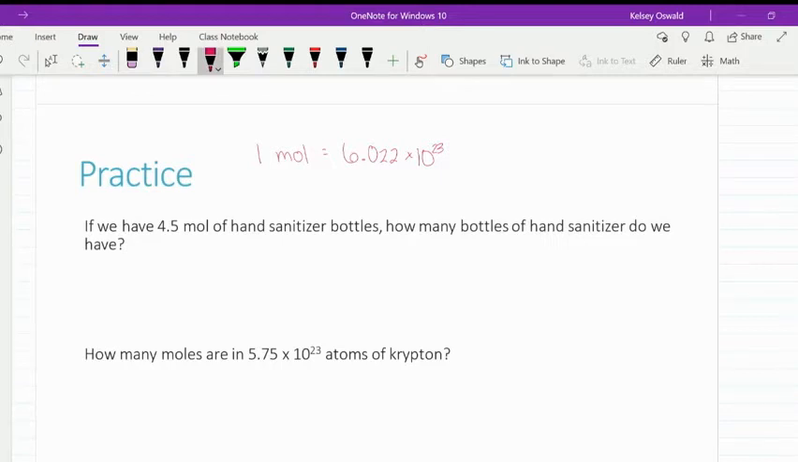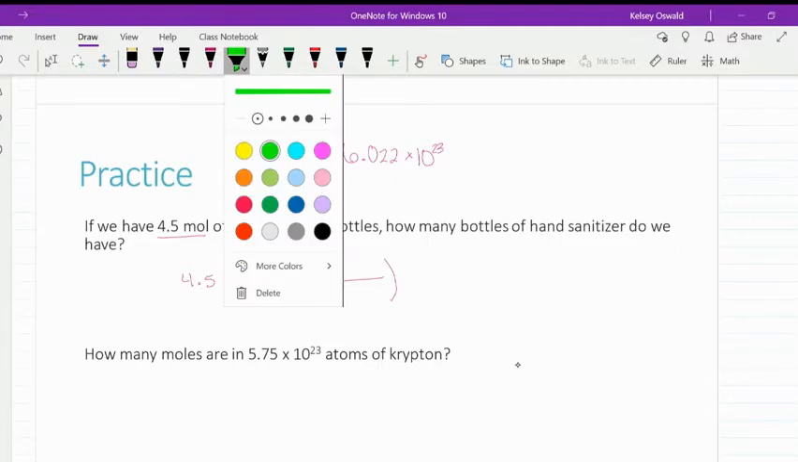So in our first example, we have 4.5 moles of hand sanitizer bottles, and we want to figure out how many bottles of hand sanitizer we have. Okay? So remember, when we're doing our dimensional analysis, we never start with the conversion factor. So that means we're going to start with what we're given. We're going to start with our 4.5 moles. Okay? We need to multiply that by a conversion factor that will cancel out moles and leave us with bottles.